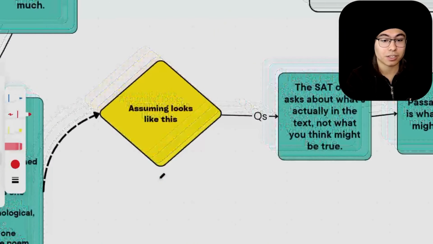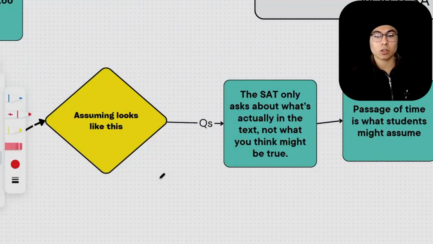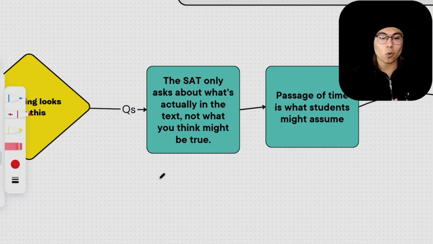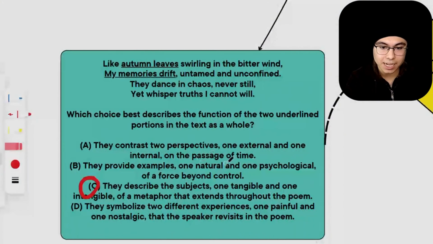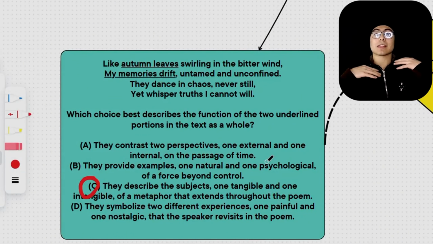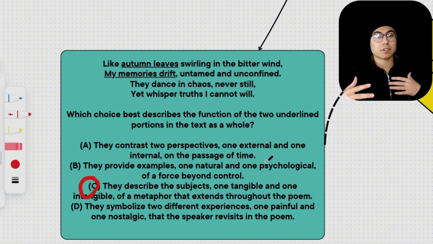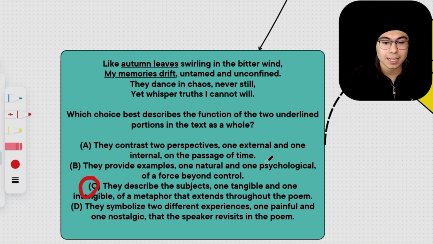And now here's our strategy. The SAT only asks about what is actually in the text, not what you think might be true. For example, in this case, in choice A, passage of time would be something that students might think, right? Because memories drifting is kind of related to passage of time, but it's something that we're assuming. And even in choice D, you're kind of assuming that one is painful or the other is nostalgic. So that's the thing that you want to look out for.